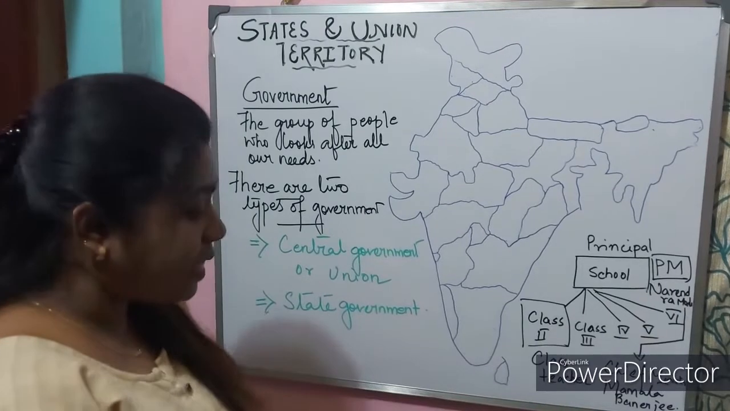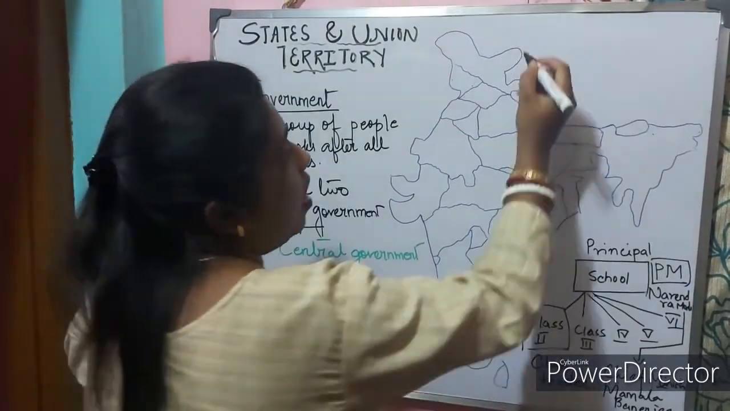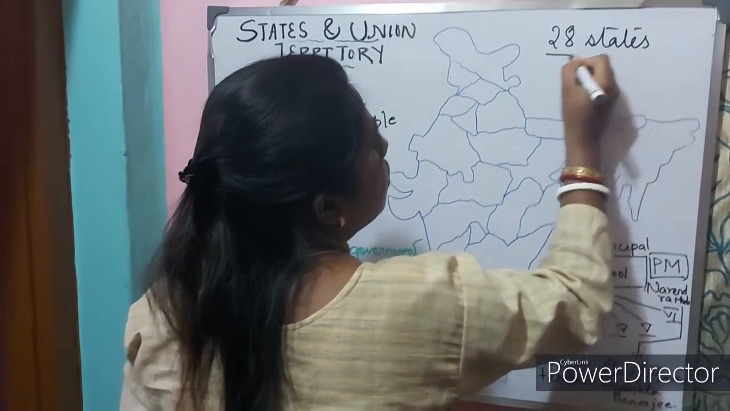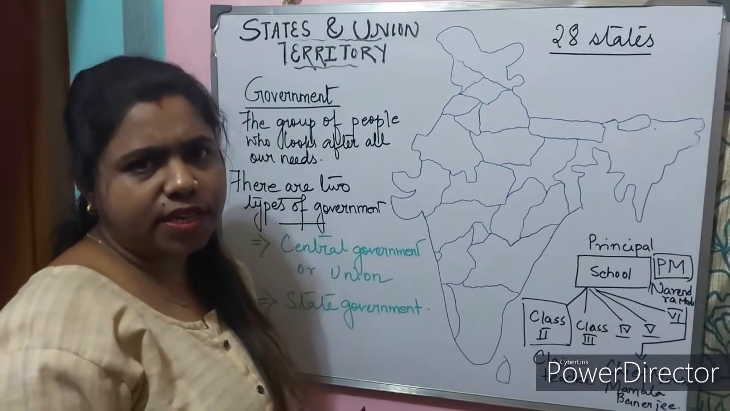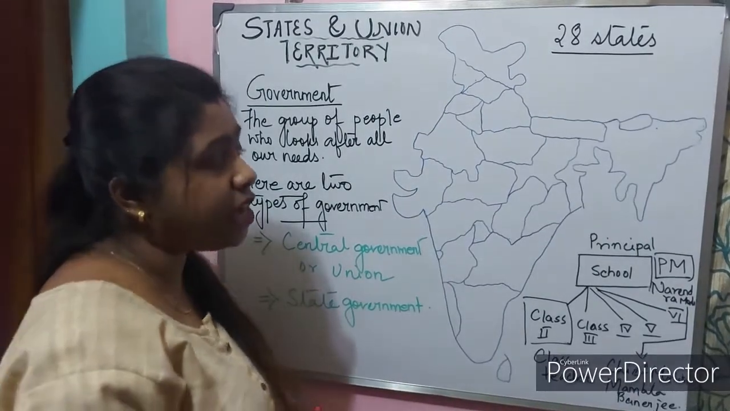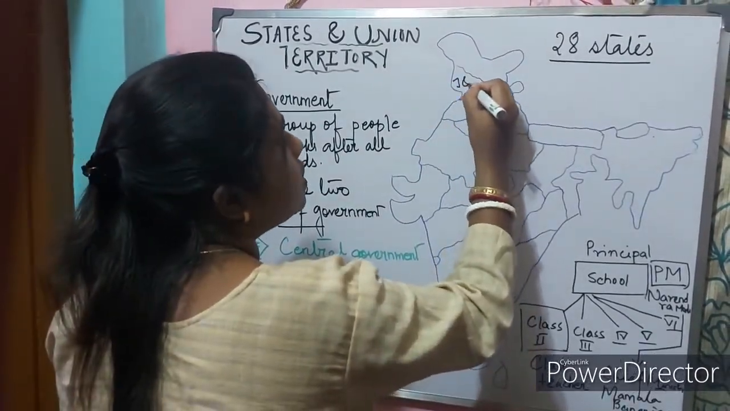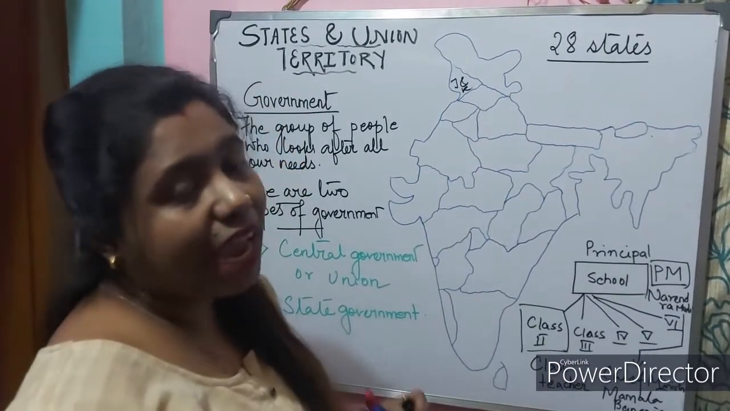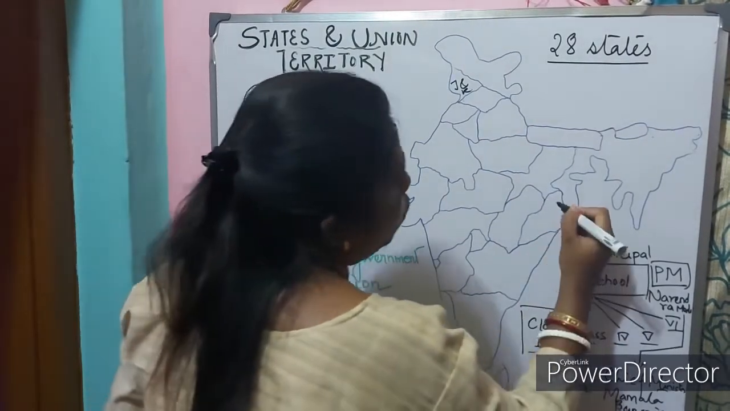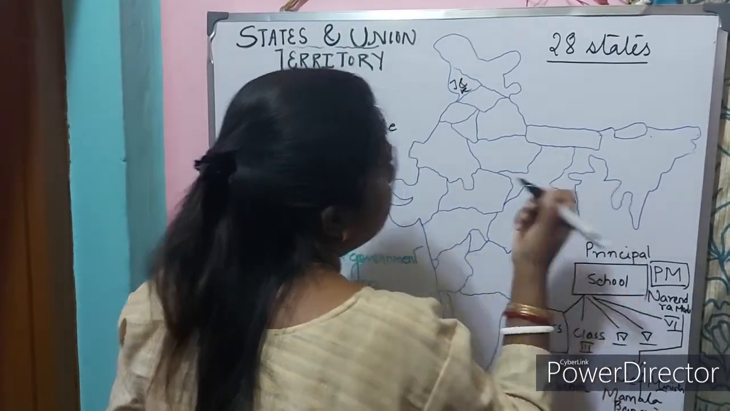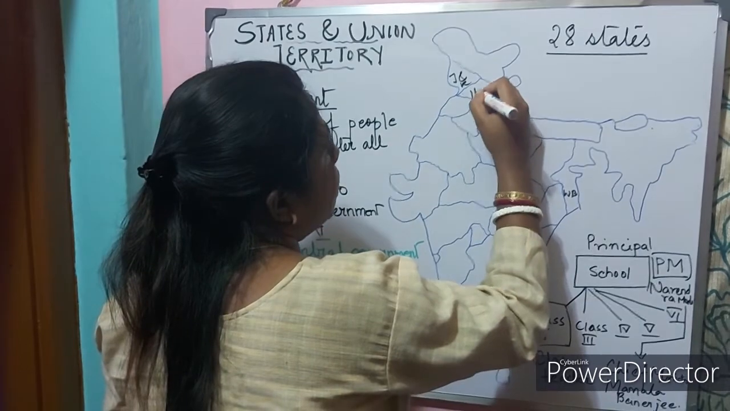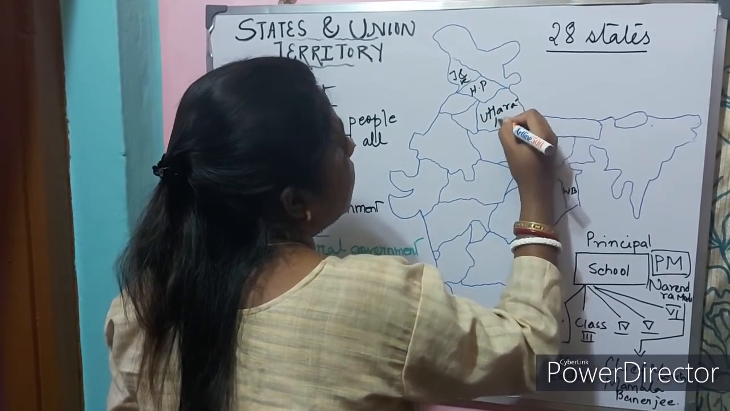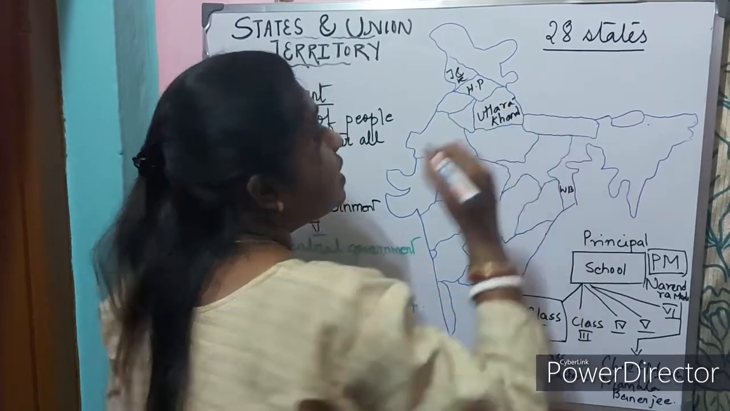Now, how many states are there? There are 28 states. You may say, no ma'am, there are 29 states. No, there are 28 states, because Jammu and Kashmir, which was a state earlier, is no more a state. So there are 28 states. For example, our own state, West Bengal, Himachal Pradesh, Uttarakhand. Like this, there are 28 states.